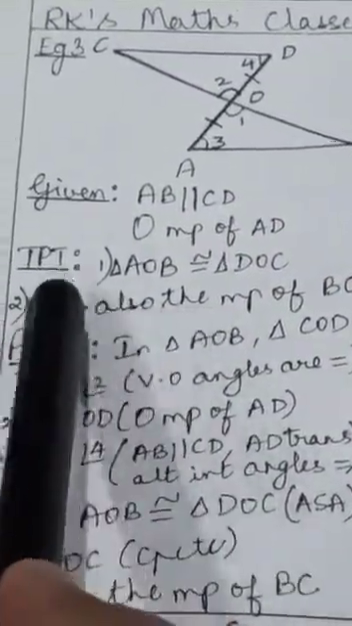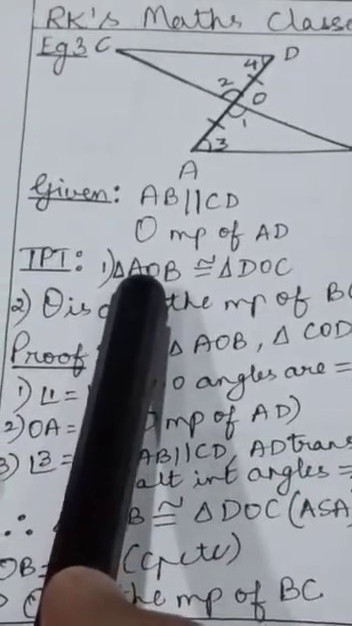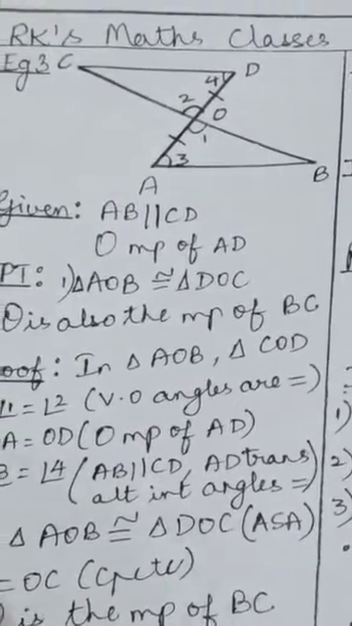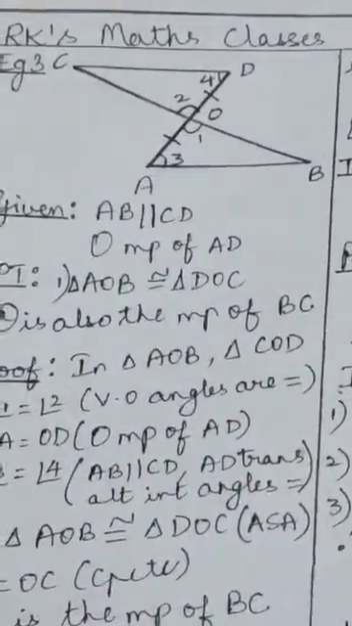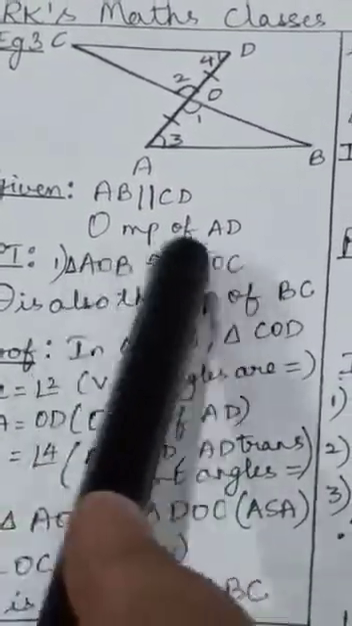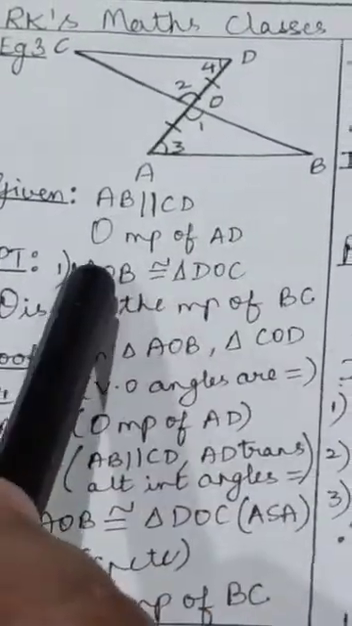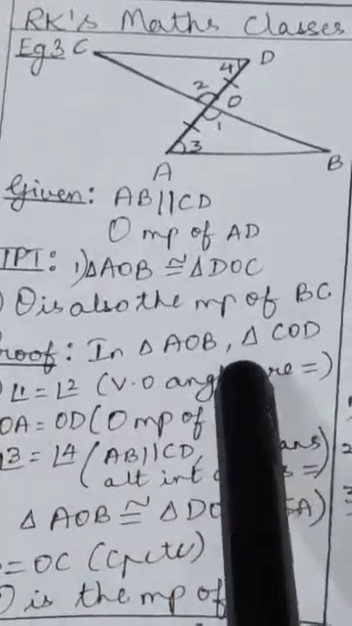With this given, we need to prove that triangle AOB is congruent to triangle DOC. Is congruent to this triangle DOC. Meaning, we need to prove that these two are identical triangles. When this triangle is placed over this triangle, they coincide.